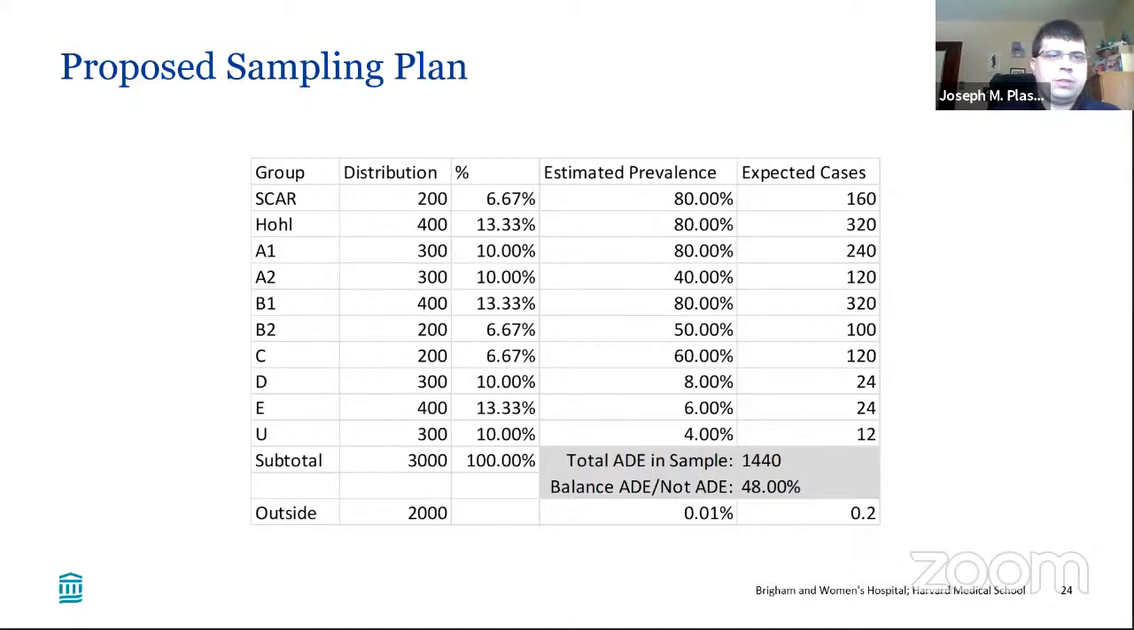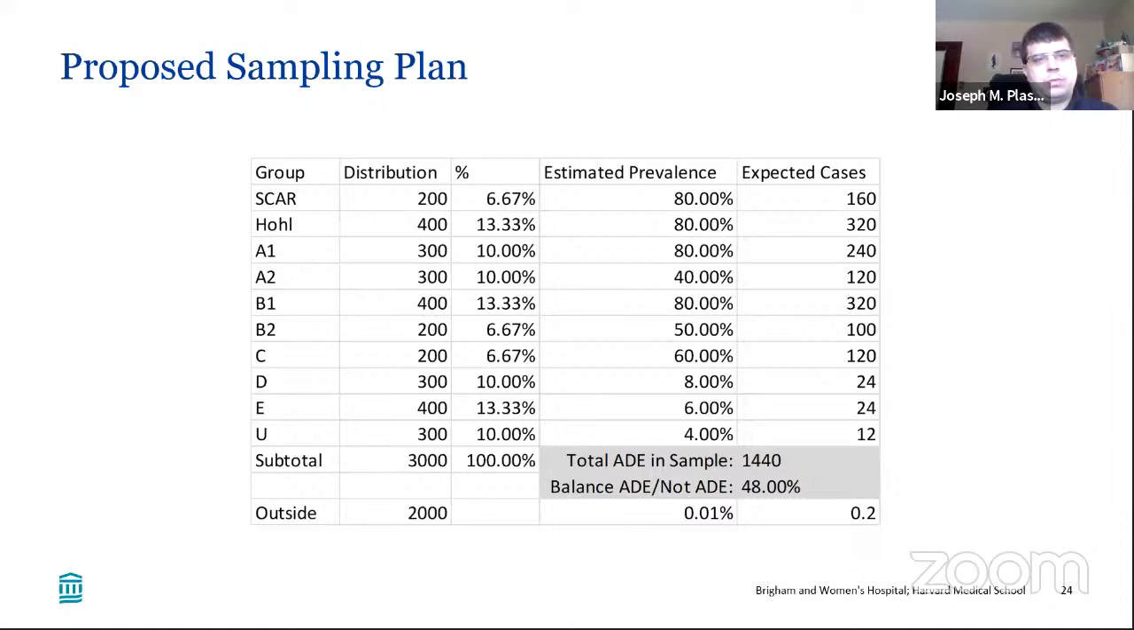For the ADE corpus, we plan to dual annotate a corpus of around 3,000 to 5,000 notes using multiple annotators. So our sampling plan has a total of 1,400 ADEs, giving us a balanced sample with approximately a 50-50 ratio of ADEs, and we can use this for training purposes. We'll define our targets, refine our targets as we annotate the corpus.